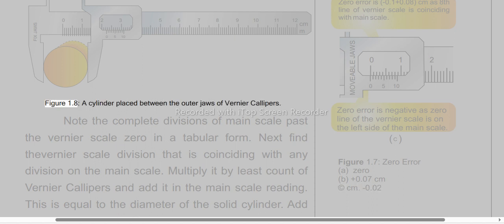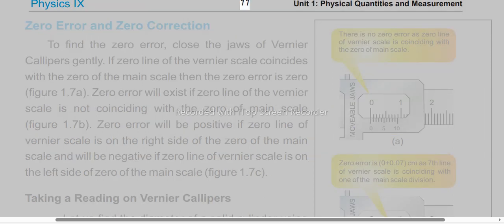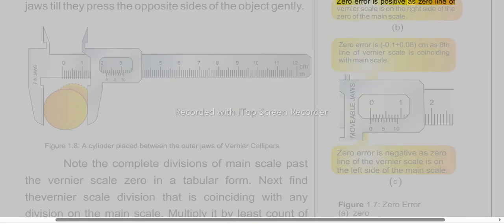Figure 1.8, a cylinder placed between the outer jaws of vernier calipers. Physics 9-11 Unit 1, Physical Quantities and Measurement. Zero error is positive as zero line of vernier scale is on the right side of the zero of the main scale.